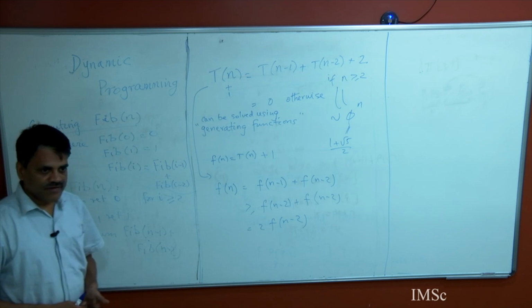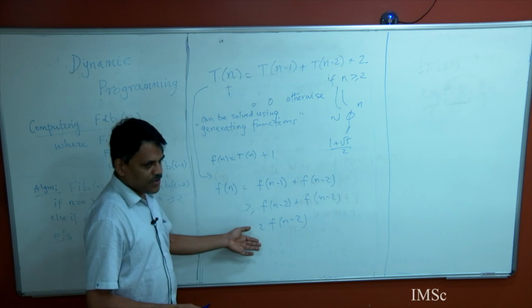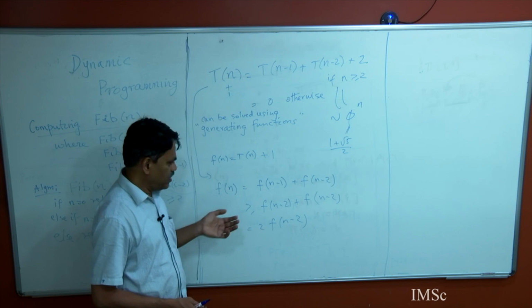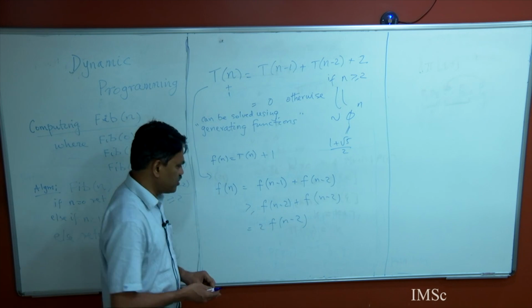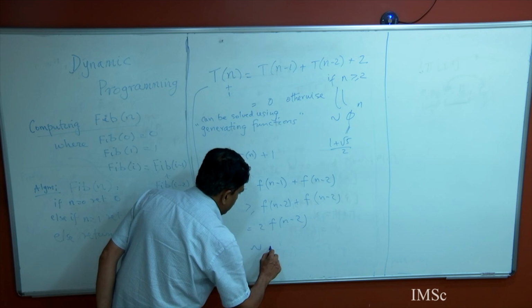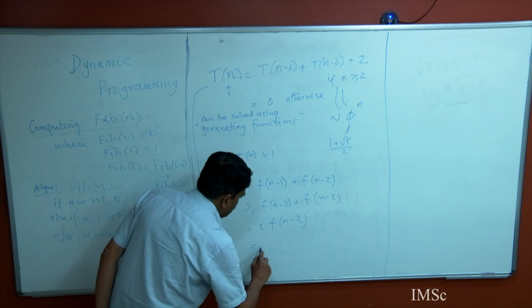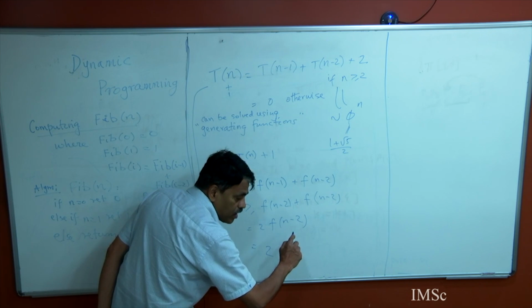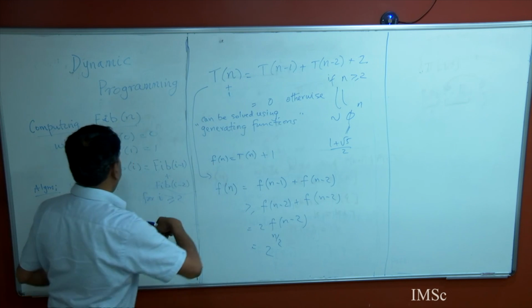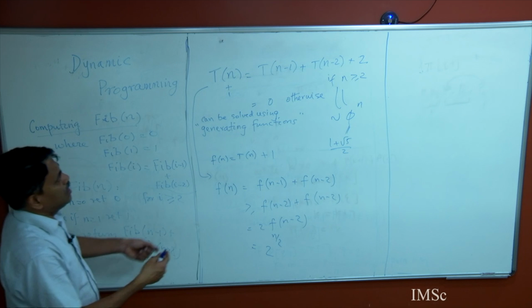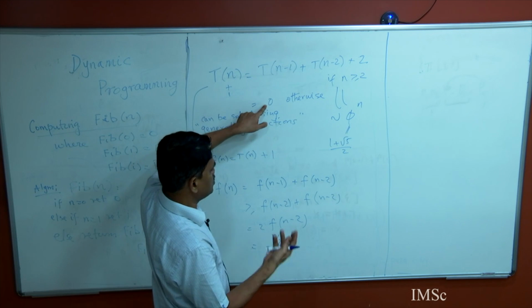This is relatively easier to solve, because you can keep expanding this like we did earlier. So it's 2 square times f of n minus 4 and so on. This will solve to 2 power n by 2, because the boundary condition is that f of 1 is 0.